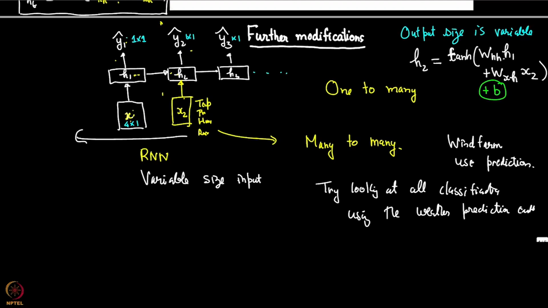Now, you need to think about what is the size of this H. X was size 4 cross 1, Y was size 1 cross 1. What about the size of H? The size of H is like the size of any hidden layer of a neural network. This is arbitrary. You can give 100 neurons, you can give 200 neurons, how many ever you want. Obviously, you want to give a smaller number of neurons and make sure that your prediction is fairly good.